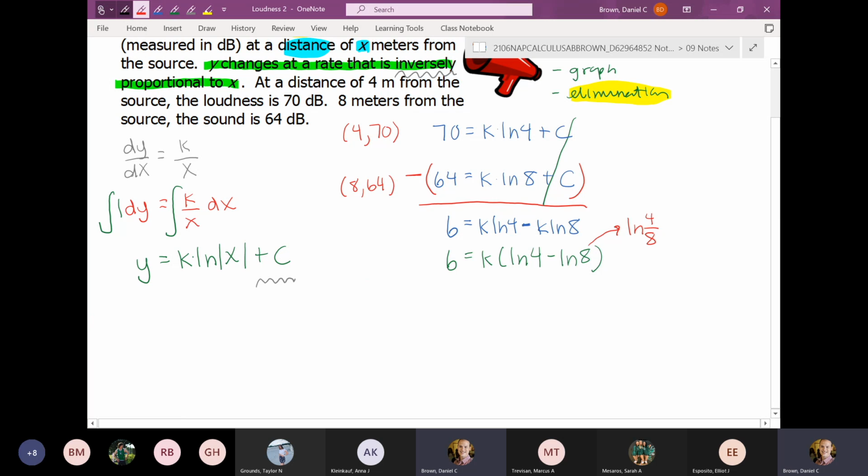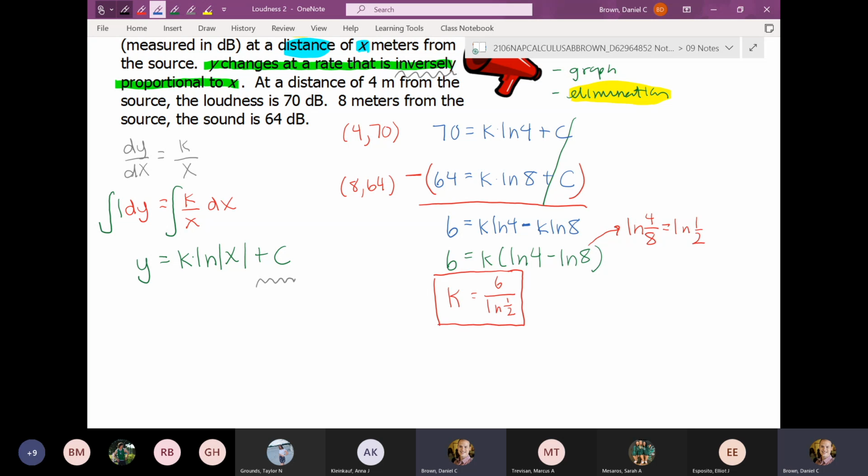I'm going to simplify it because it's ugly enough. Remember, when you're subtracting 2 logarithms, you can combine them together as a quotient. So what is k? I'm going to divide by the natural log of 1/2. K would be 6 over the natural log of 1/2. Not the prettiest looking k, but that is the k that we have to work with.